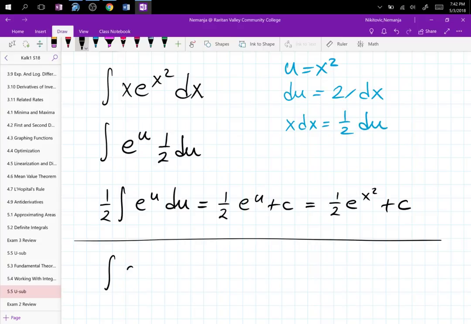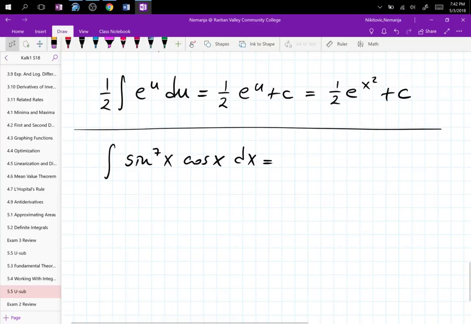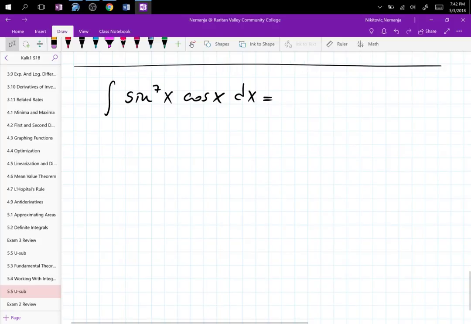Integral of sine to the 7x cosine x dx. So, integral of sine to the 7x cosine x dx. Now this is where it starts getting tricky. The previous one was somewhat tricky, but this one is really getting there.